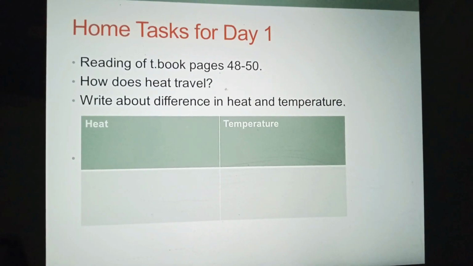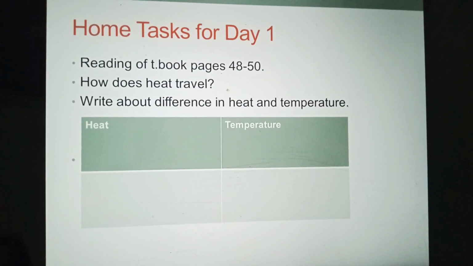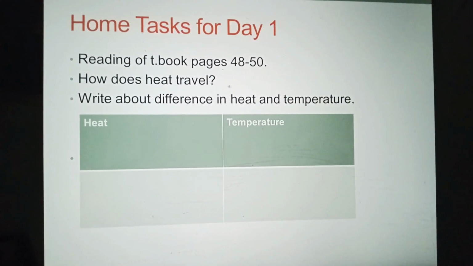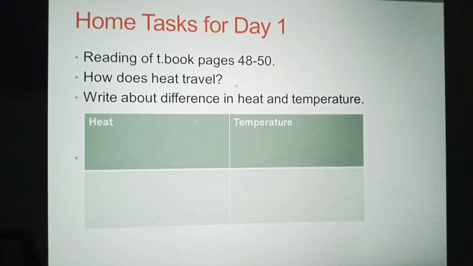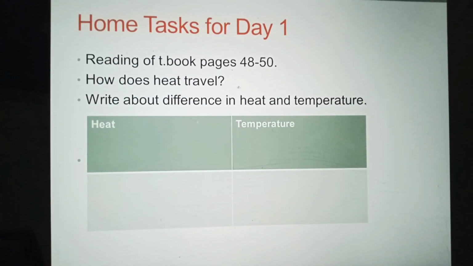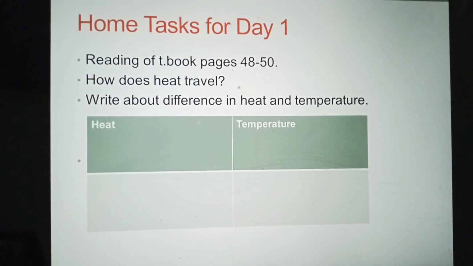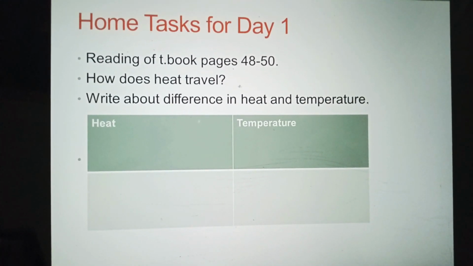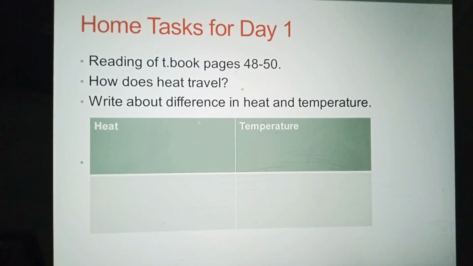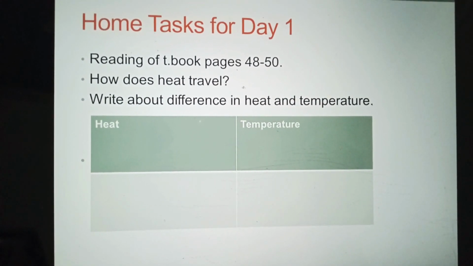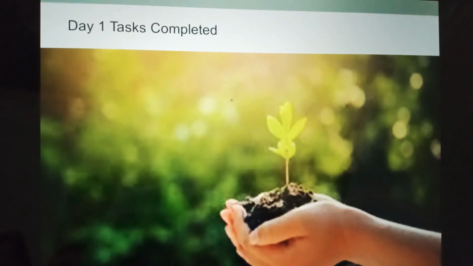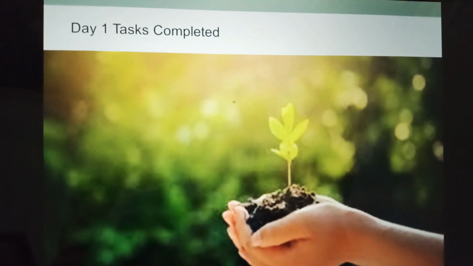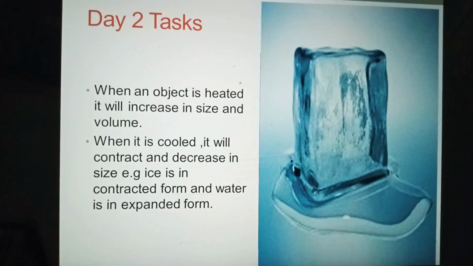And now it's time to discuss the home tasks for day 1, that are reading of textbook pages 48 to 50. And you have to write the answers of these questions. How does heat travel? And you have to make columns, and in the columns you will write heat and temperature and you will write the difference in heat and temperature. Day 1 task completed. Alhamdulillah.